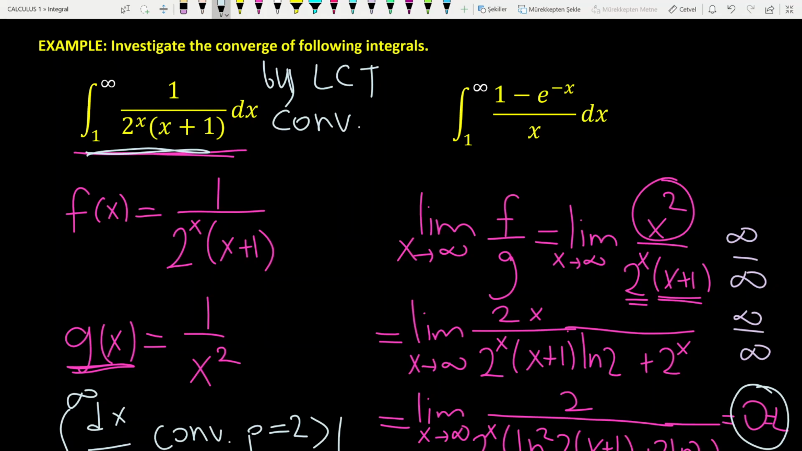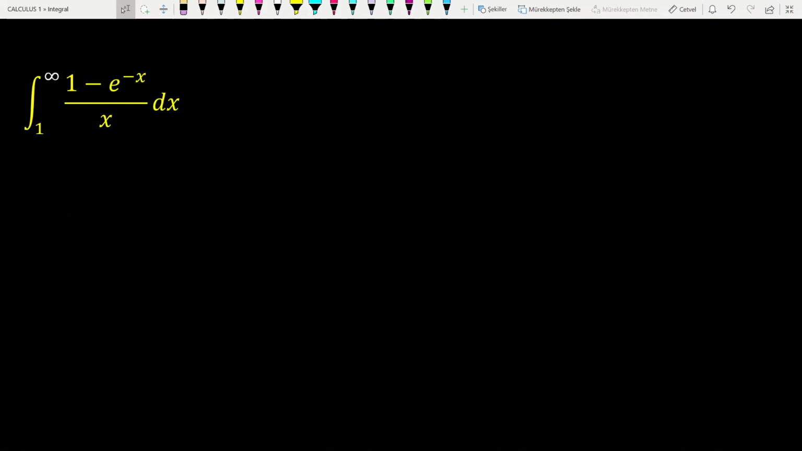This is done. Let's look at the second question. Let's first apply the direct comparison test to this question. We know that e to the power minus x is greater than 0 and less than 1, when x is greater than 1.